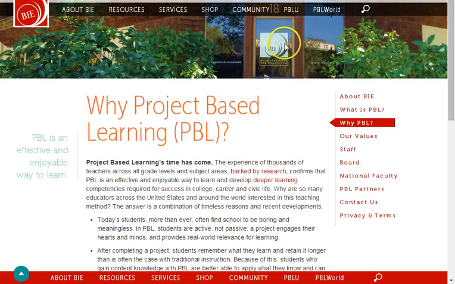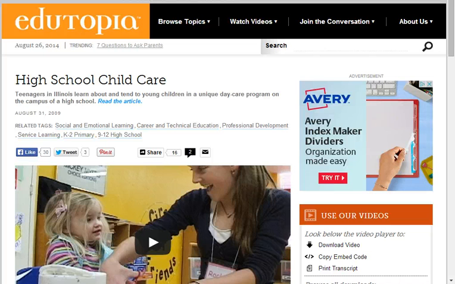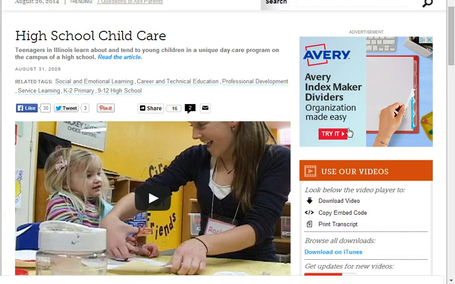Project-based learning is a teaching method in which students gain knowledge and skills by working for an extended period of time to investigate and respond to a complex question, problem, or challenge. Essential elements of PBL include public audience. Students present their work to other people beyond their classmates and teacher.